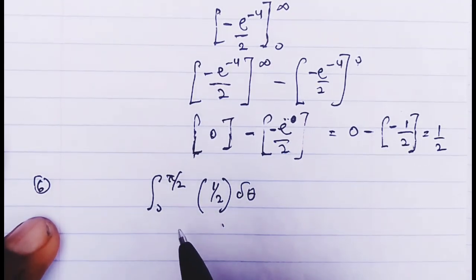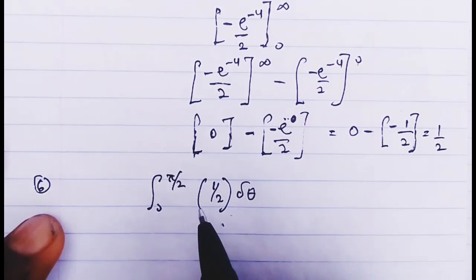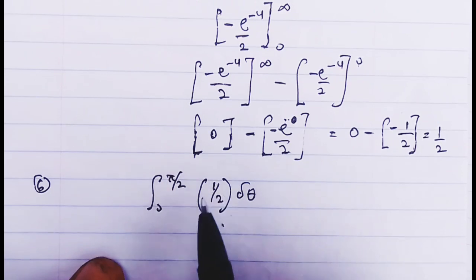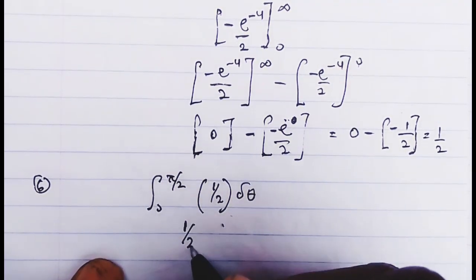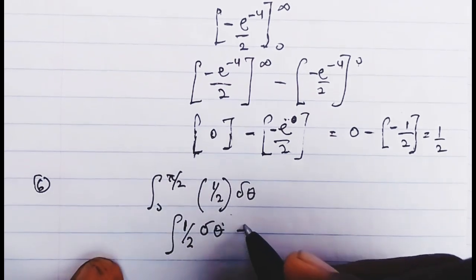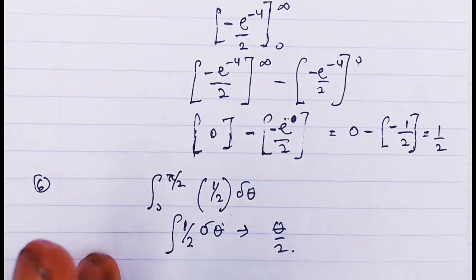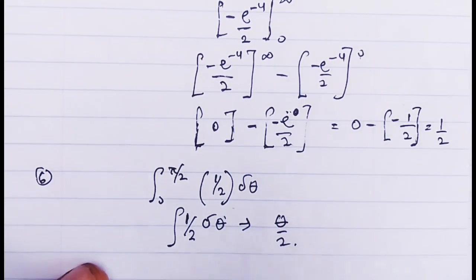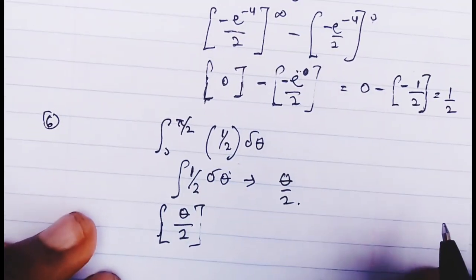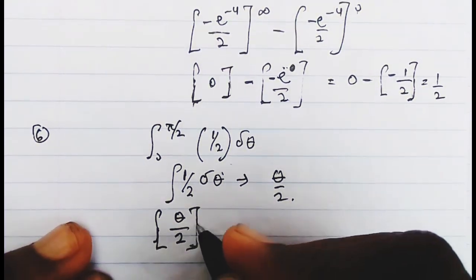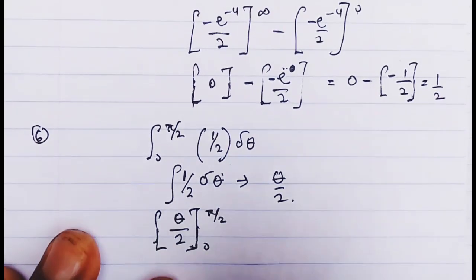Before we input our values, we have to integrate 1 over 2 d theta. Integrating half d theta gives me theta over 2, since the half is a constant. So inputting our limits, theta over 2 from 0 to pi over 2.